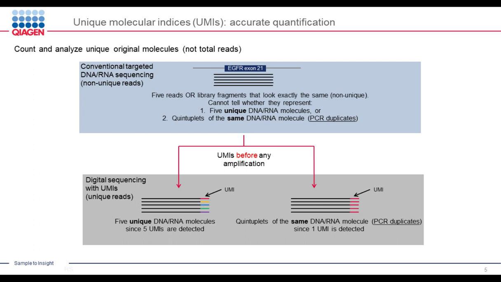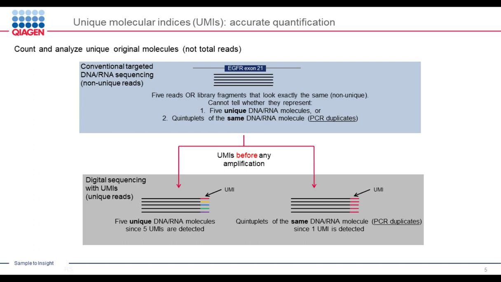The issue that we see with this type of approach is that when you look at these 5 reads that map back to exon 21 of EGFR, you really cannot tell whether these represent 5 unique DNA or RNA molecules, or they're just basically quintuplets of the same DNA or RNA molecule that was just amplified over and over. So you can't really tell whether you're looking at PCR duplicates or true fragments. With unique molecular indices that you introduce before any amplification takes place, and I'll go through the workflow in a little bit, what you're doing is tagging the original molecules with these unique molecular indices.